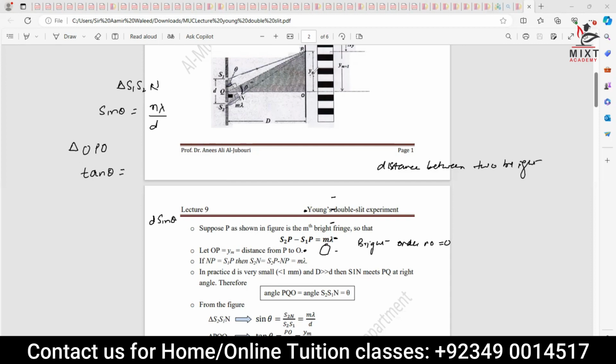This distance YM, what does this YM mean? That's the opposite. That's actually the distance of the mth fringe with respect to the central fringe. So it is the distance of that, let's suppose, fringe you're talking about with respect to the central fringe. So this is YM, divided by that distance, which is D in that case.